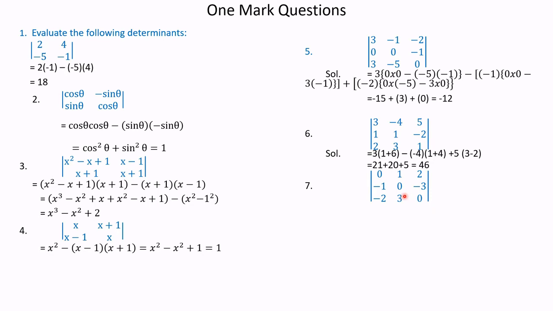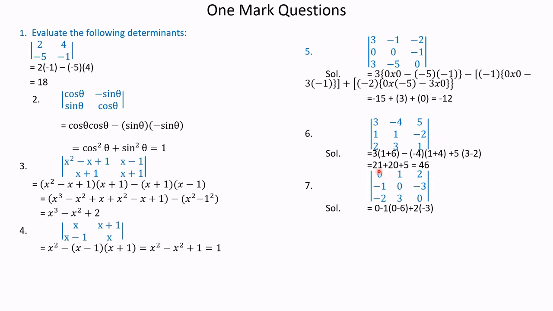Next, given determinant is 0, 1, 2, minus 1, 0, minus 3, minus 2, 3, 0. This is of the order of 3 by 3. 3 rows and 3 columns. We have to expand it by first row. This is first row. So let us do it. So first element is 0. 0 multiplied by the remaining matrix, but because 0 is there, everything is 0.